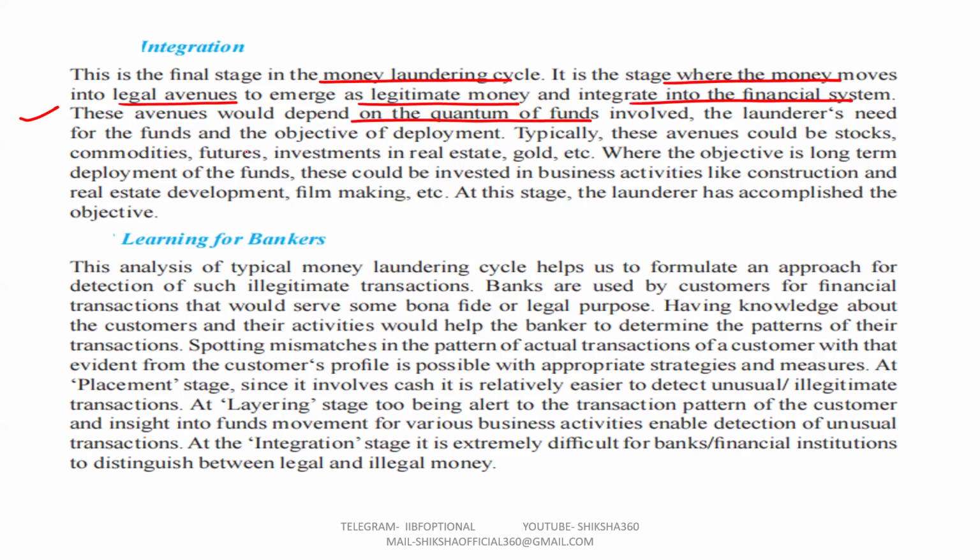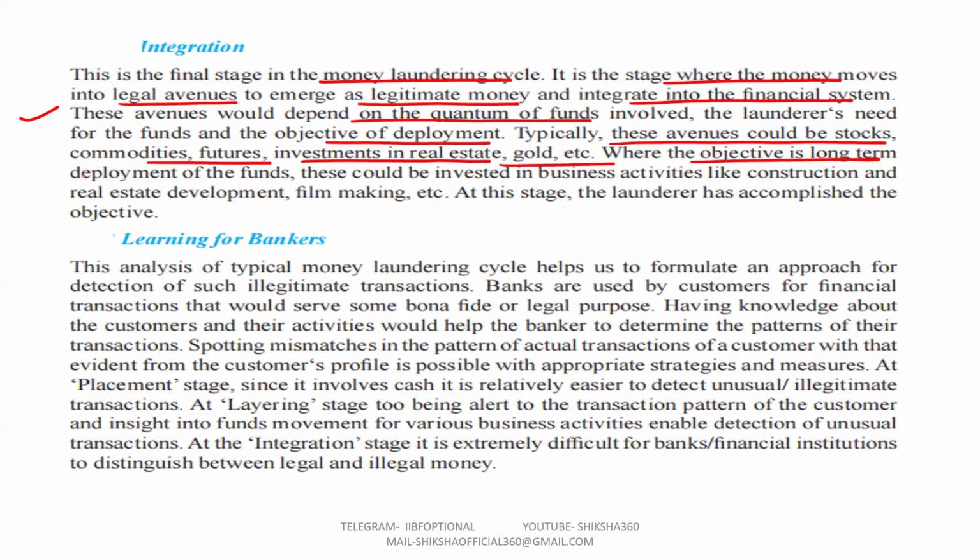Okay, I will repeat once. It is a stage where the money moves into legal avenues to emerge as legitimate money and integrate into the financial system. These avenues depend on the quantum of the funds involved, the launderer's needs for the funds, and the objective of the deployment. Typically, these avenues could be stocks, commodities, futures, investment in real estate, gold, etc.